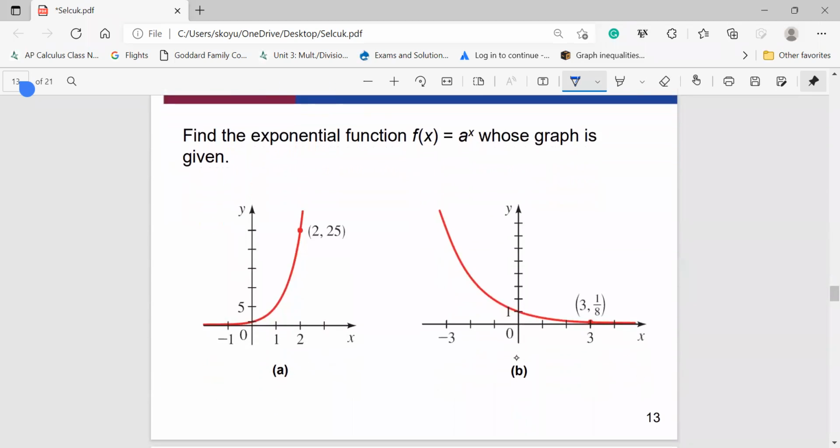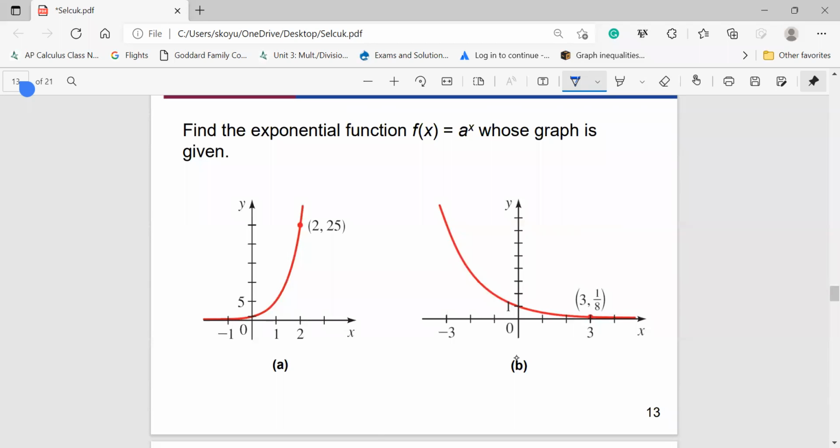Okay, so here is just a different example. For instance, this could be like y equals, when x is 2, y is 25. So this function is like 5 to the x. And this one is y equals, when x is 3, y is 1/8. So that's 2 to the negative x, basically, right?